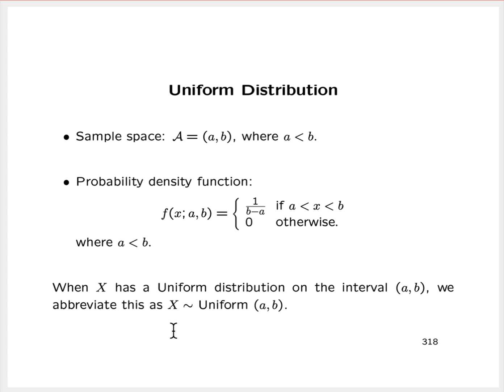Now, when x has a uniform distribution on an interval, AB, we're going to denote that this way. So using the conventional notation, the random variable that we're talking about, and then a tilde, which is an abbreviation for is distributed as, and then the name of the distribution, which is, in this case, the uniform, and then the interval over which the probability density is distributed.